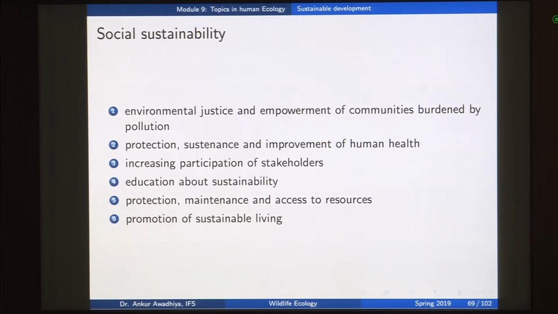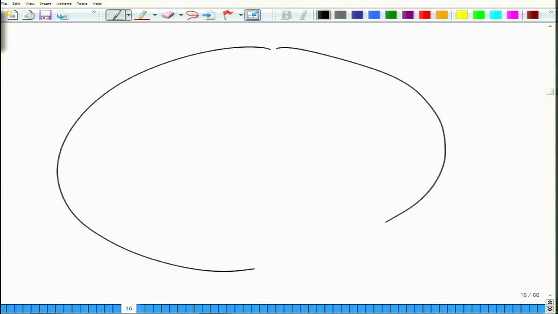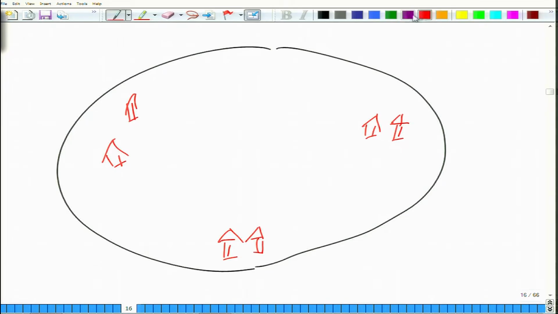In the case of social sustainability, we talk about things like environmental justice and empowerment of communities that are burdened by pollution. Let us say that we are doing a mining operation that is near a village. So, in this case we have this big area, and in this big area you have certain villages. So, you have a village here, maybe a village here, and maybe a village that is here, and let us say that we are doing some mining operation in this area.